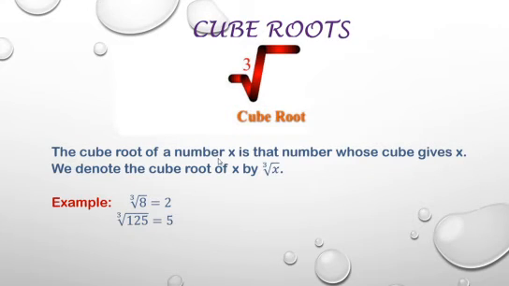The cube root of a number x is that number whose cube gives x. We denote the cube root of x by cube root of x. Suppose if we want to find out the cube root of 8, so cube root of 8 is nothing but 2. Why? Because we know that cube of 2 is 8. In the same way, cube root of 125 is 5. Why? Because we know that cube of 5 is 125. Both are vice versa.